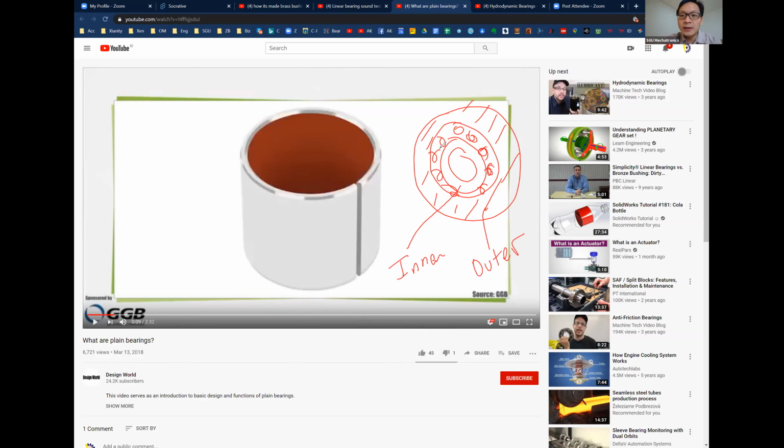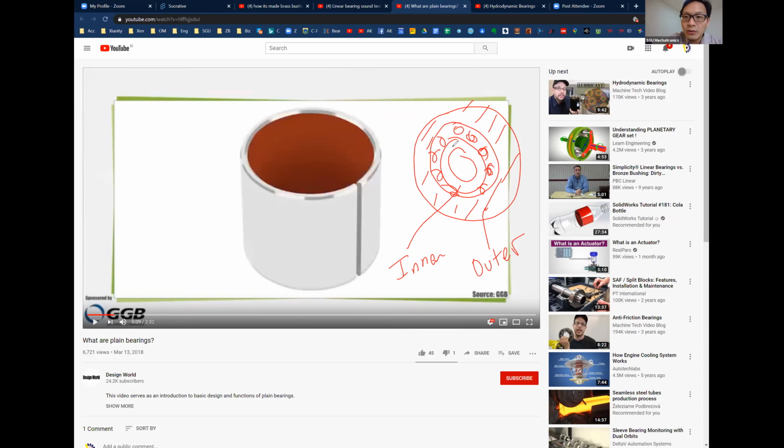Okay. Now, in contrast, bushings are plain, so it's very thin, and it's very compact. Okay, it has several advantages, as we will see.